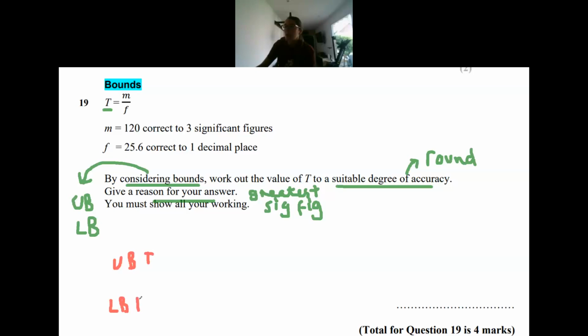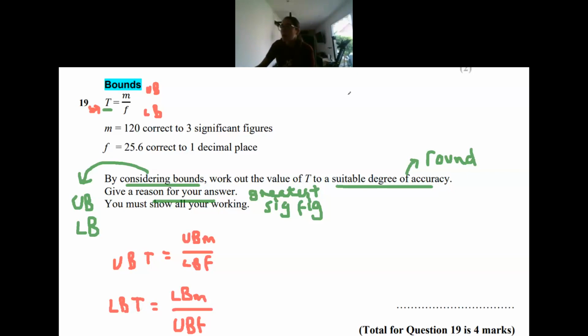Now, because it's a division, we have to be careful. So you always have to consider, when dealing with bounds, what's going to give me either my greatest or my lowest possible value of t. So if I want the biggest slice of cake possible, I want to do a big cake divided by, shared between, the least number of people. So if it's a division, I'm going to use my upper bound of m and I will divide that by the lower bound of f. So vice versa, for the lower bound of t, I'm going to do my lower bound of m divided by my upper bound of f, because that's going to give me the smallest possible value when I've got a large denominator.